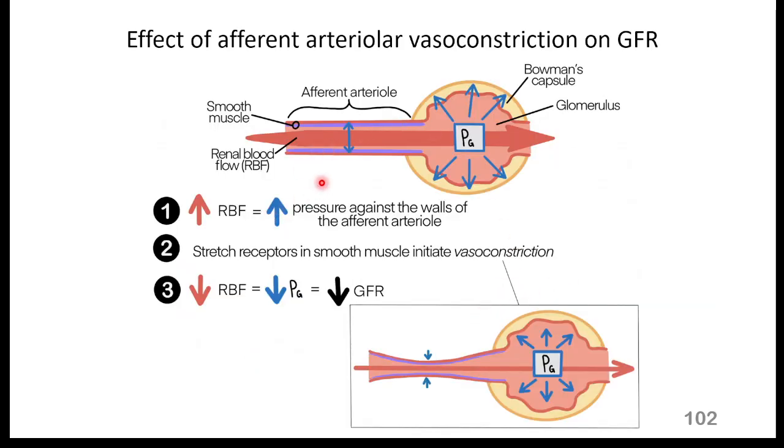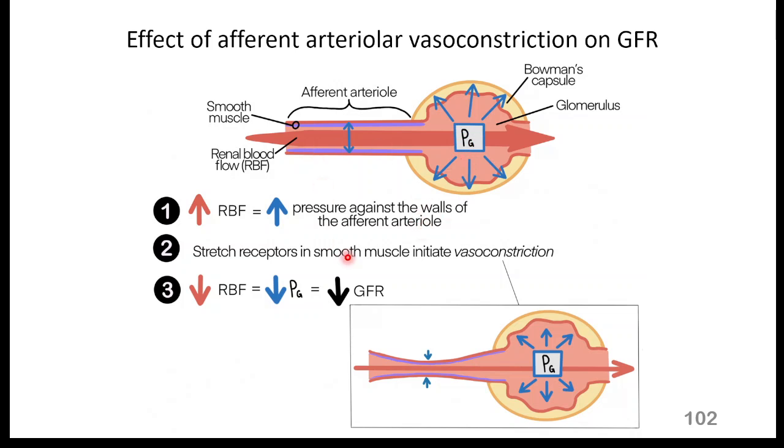Here's a cartoon illustrating what we're talking about. This is the afferent arteriole, the renal blood flow. Now, as blood flows through the afferent arteriole, it is exerting a pressure on the walls of the arterioles, right? And that same pressure, when exerted within the glomerular capillary, that pressure of the blood is what is driving the filtration. Basically, that is the hydrostatic pressure of blood within the glomerular capillary, and that's the chief driver of filtration.